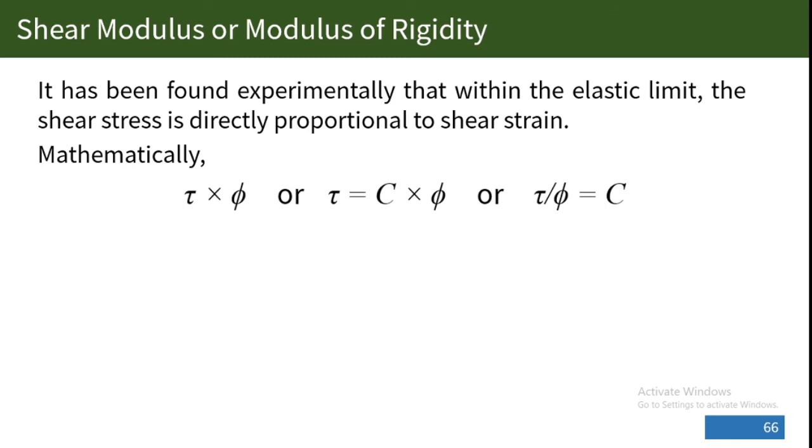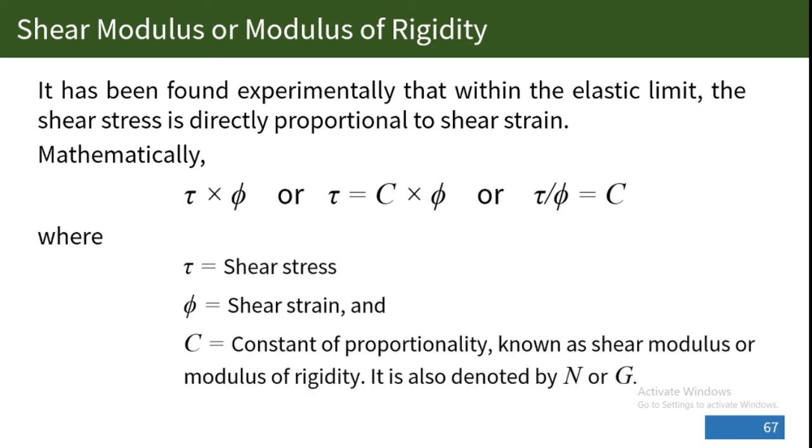Thus we have the shear modulus, or the modulus of rigidity. Okay. So from this, tau represents the shear stress, phi denotes the shear strain, and C is the constant of proportionality from that relation, known as the shear modulus or modulus of rigidity. It is also denoted by capital N or G, right?